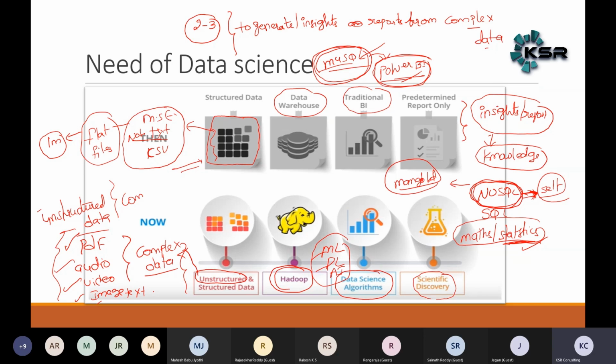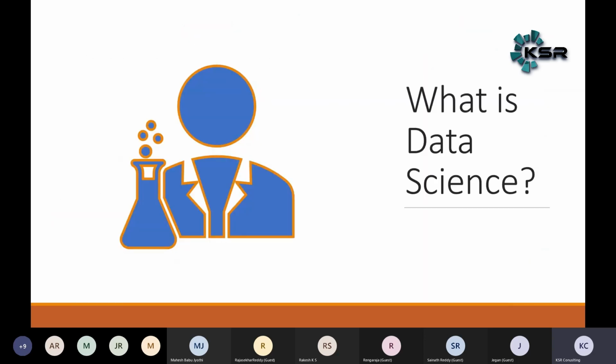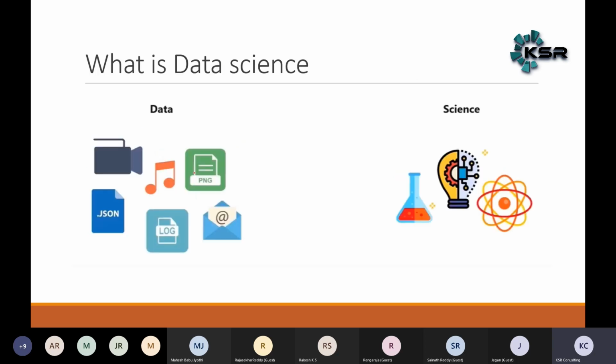Okay, perfect. Now let's try to understand what is data science. Let's divide data science into two words, two components. One is the data, second is the science.